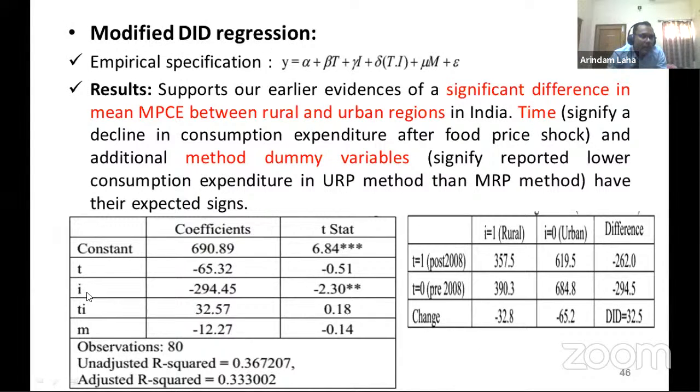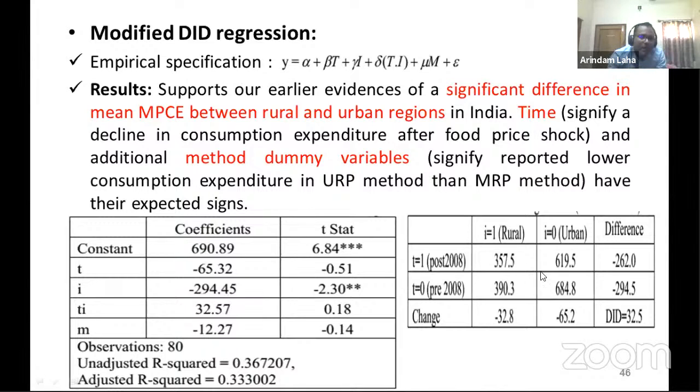Now here, this is the coefficient. It is found significant at 5%. What does it mean? The same result: there is a difference in consumption expenditure between rural and urban. The temporal impact is not significant. Our interaction term is not significant. The method dummy variable is also not significant. What is significant is only the regional one. It is the same type of result that we found in our earlier equation.